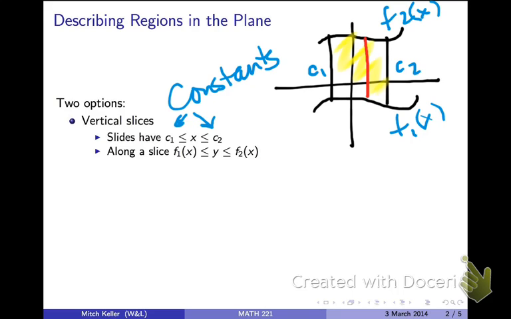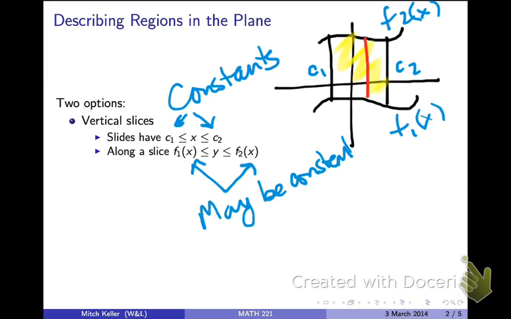Okay, we need to, if we say slices have c1 less equal x less equal c2, and then the limits on y, the along-a-slice variable, they may be constants, or they may include x in one or both. Typically, they'll include x in one or both of them, but they could be constant, as we'll see in an example.